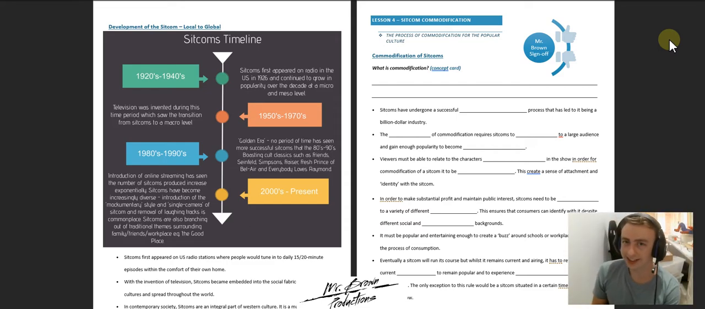Welcome back everyone. Lesson 4 here, last one for the week. We are looking at the process of commodification in this lesson.